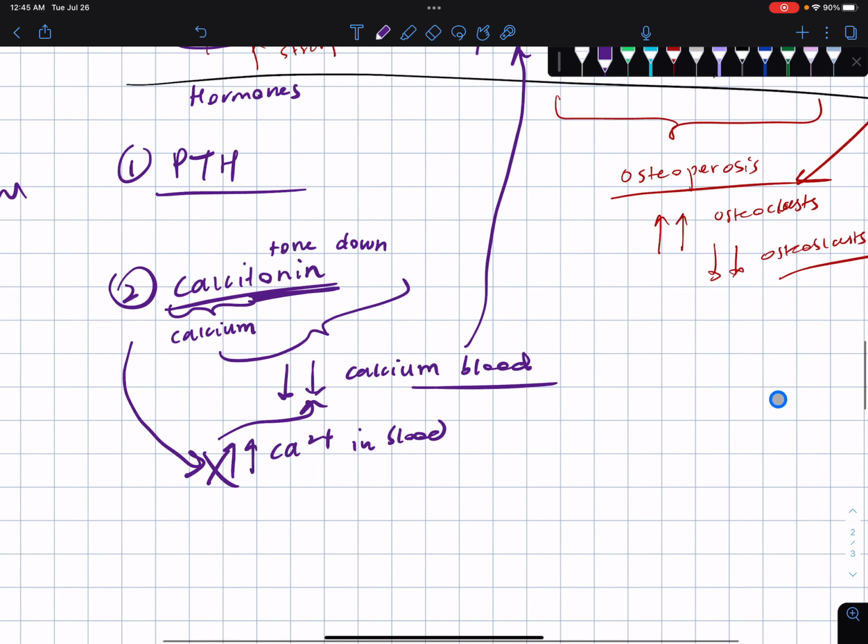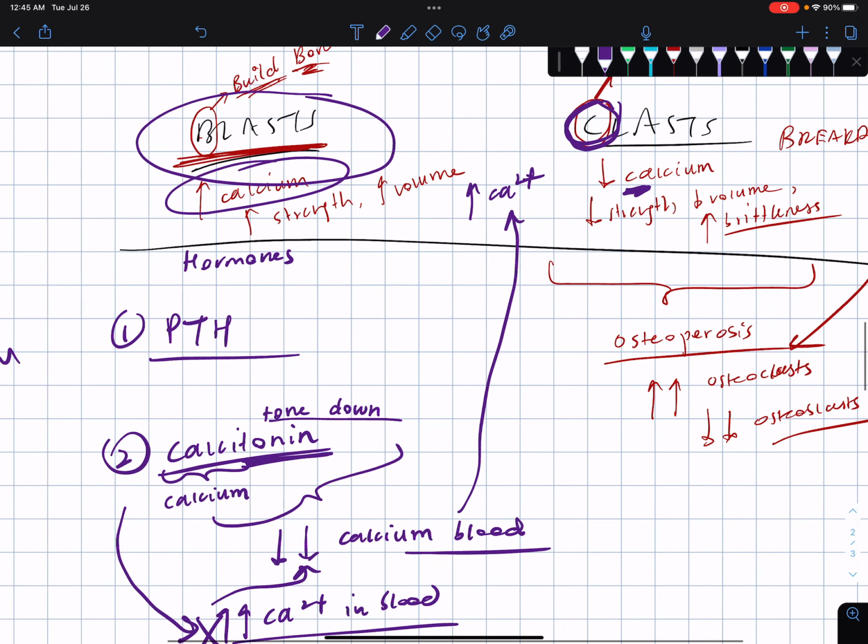So let's recap that one more time. Calcitonin tones down calcium, and it's toning it down in the blood. So if we have way too much calcium in the blood, then calcitonin is going to come in, tone that down, and cause the uptake of calcium by the bones.